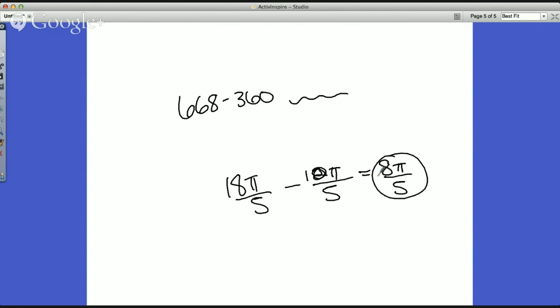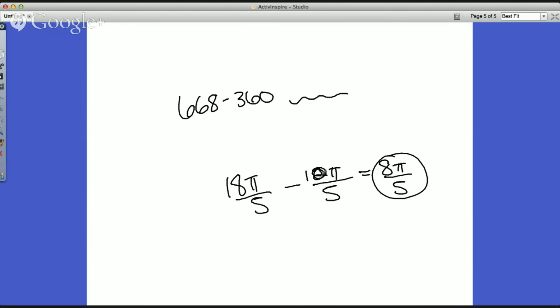So what is my coterminal angle? Again, I rotated 360. I can go in the positive or negative direction depending on what I'm trying to get there. But I noticed that when I did that, I got 8 pi over 5, which falls in between 0 and 2 pi, or 0 and 360. All right, number 10, don't worry about.